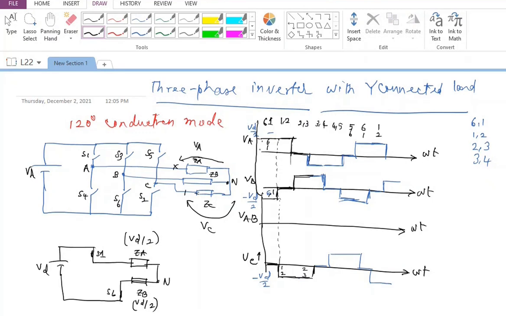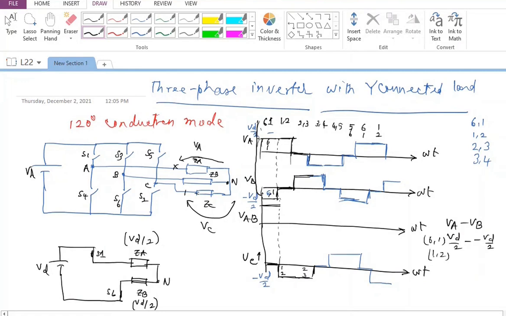Now you look at VAB, how much this is. So I am going to have VA minus VB as VAB. So if I try to look at when 6 and 1 are conducting, it is going to be VD by 2 minus minus VD by 2. That is what is going to come up. So I am going to have essentially VD coming up here. So I will have VAB as VD here. Then after that, this is when 6 and 1 are conducting. When I'm going to have 1 and 2 conducting, I have VB to be 0, whereas VA is VD by 2.